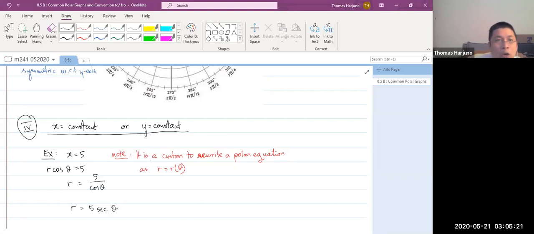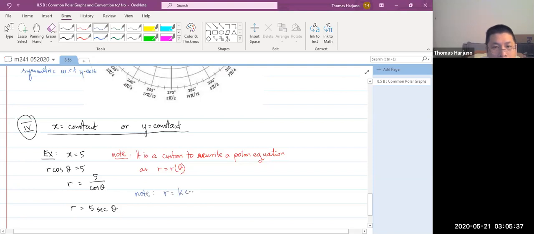Maybe another note. r equals k cosine theta gives a circle. r equals k secant theta gives a line, a vertical line.